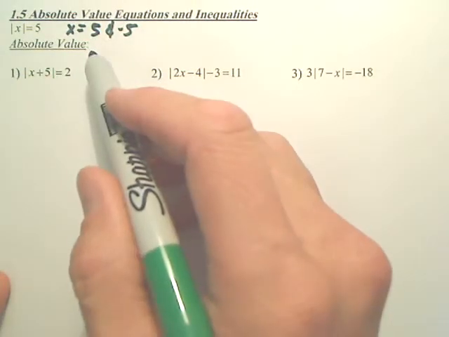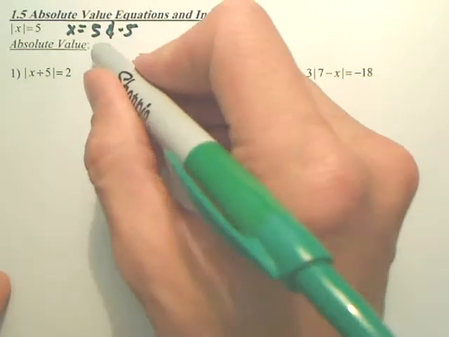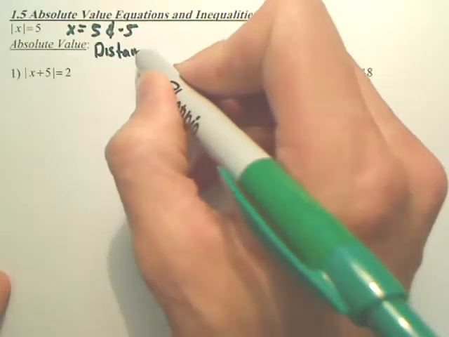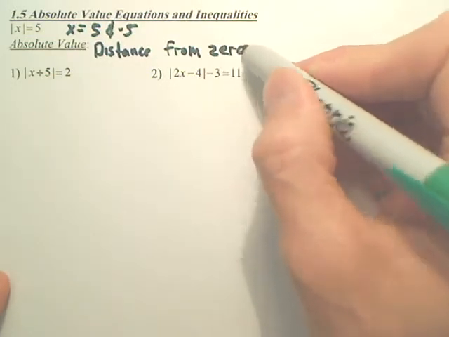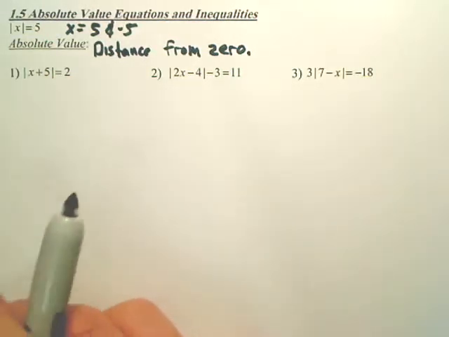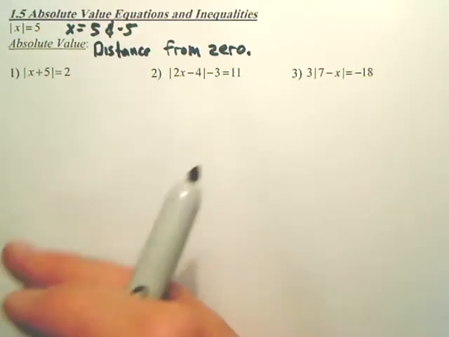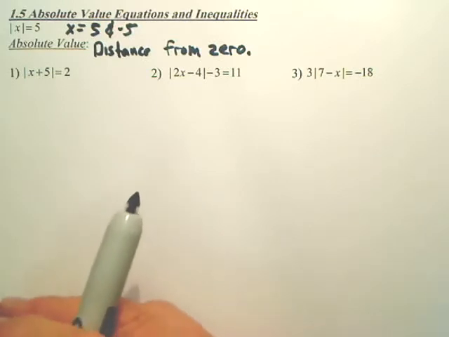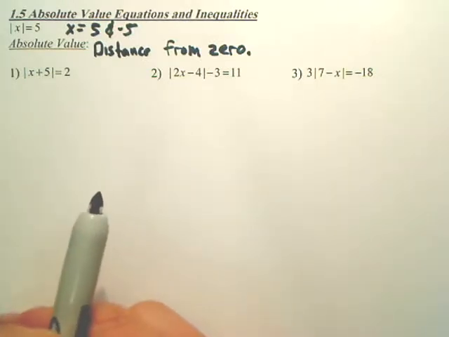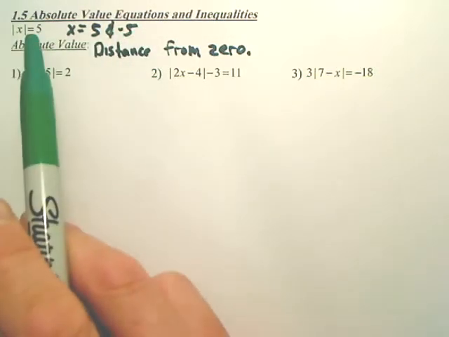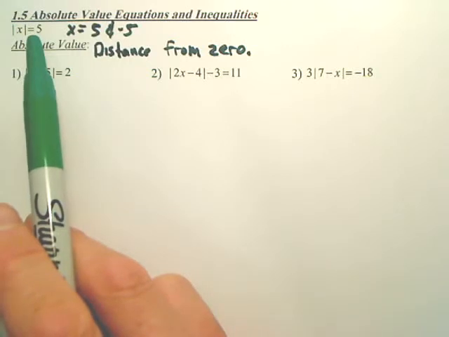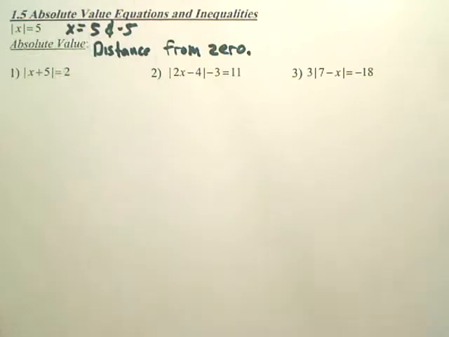The technical definition of absolute value is the distance from 0. I call it the happy maker, makes everything positive, but the technical definition is distance from 0. What does that mean? Are both of these numbers 5 from 0? Yeah. So both of these are 5 from 0. Distance from 0. It's easier just to think of make your answer positive.